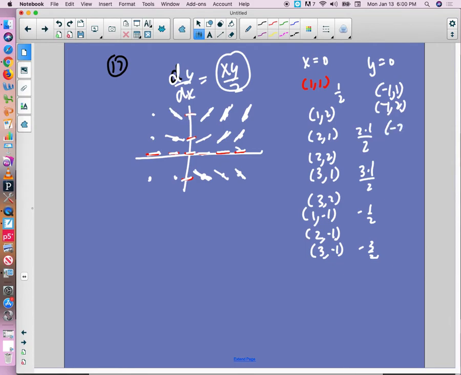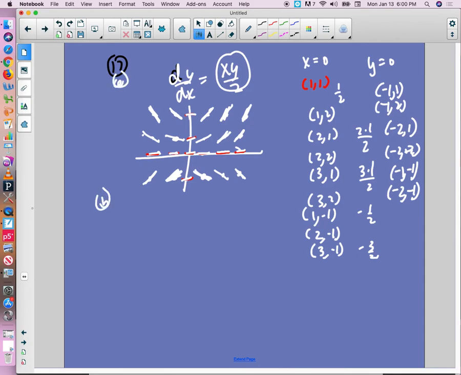At negative 2, 1, my slope is negative 1. And at negative 2, 2, my slope is negative 2. Down here at negative 1, negative 1, my slope is 1/2. And at negative 2, negative 1, my slope is 1. Alright, so I've got my slope field. Alright, B.